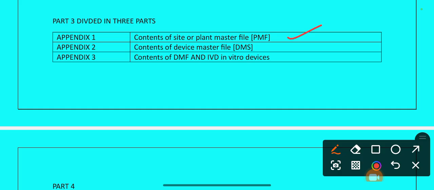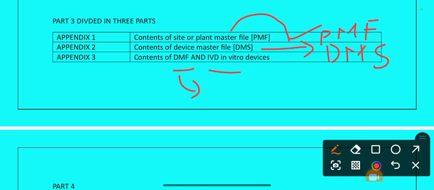Appendix 1 is the contents of the site or plant master file, PMF. Appendix 2 is the contents of the device master file, DMF. Appendix 3 contains DMF and IVD. DMF is the device master file, and IVD is in vitro diagnostic devices.